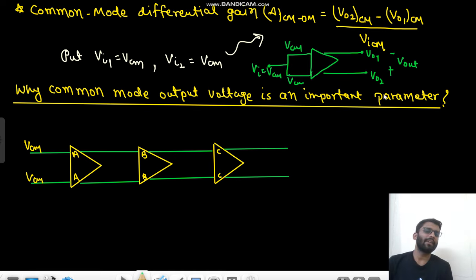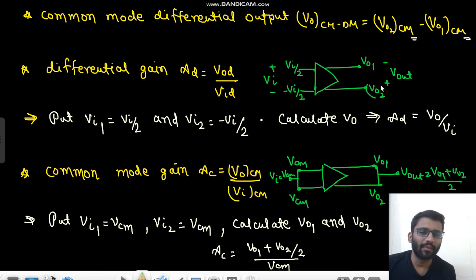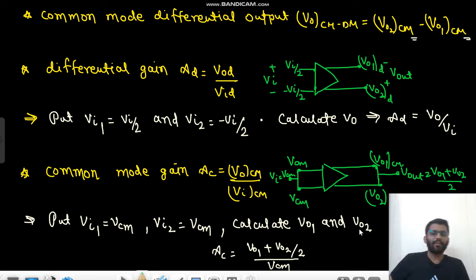Now this Vo1 and Vo2 are different, right? For Vo2 we should write CM, for Vo1 we should write CM, and here for Vo2 we should write differential, for Vo1 differential. Here we should write CM and here we should write CM. Did you get the point here?